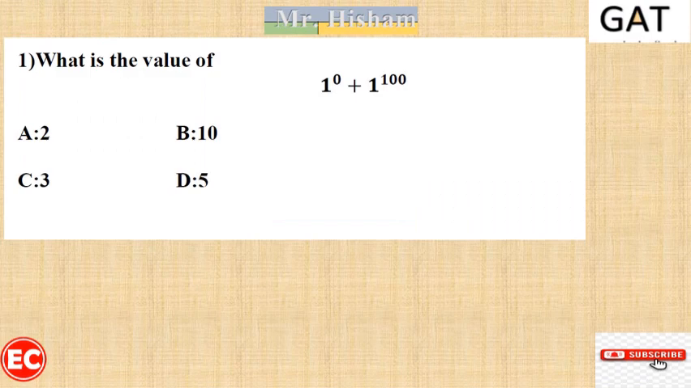Question number 1. What is the value of 1 to the power of 0 plus 1 to the power of 100? We all know that 1 to the power of 0 is equal to 1, and 1 to the power of 100 is also 1. So 1 plus 1 is equal to 2. So the right answer is A.